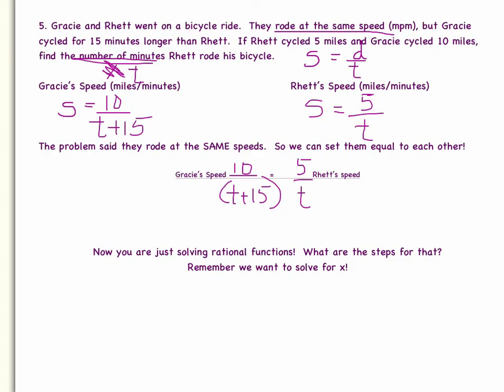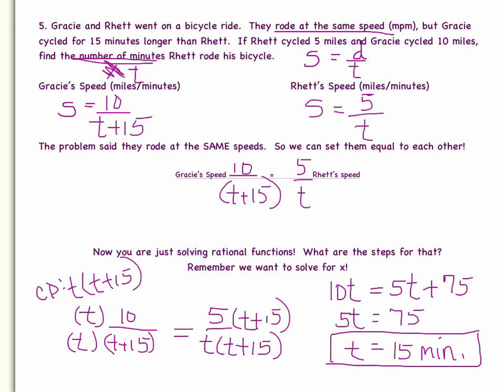And now you are ready to solve this rational equation just like we did in problem number 3. So again, pause the video, try to do it on your own, and then check your work against mine. Okay, hopefully you were able to find your common denominator, which would be t times t plus 15, and then multiply each fraction by what that denominator is missing. And remember, then we can cross out the denominators and simply work with the numerators. I moved 5t to the left side, and then I divided each side by 5, and I got t equals 15 minutes. Now I hope this lesson video has helped you to identify variables, set up equations, and then solve those equations on these application problems.